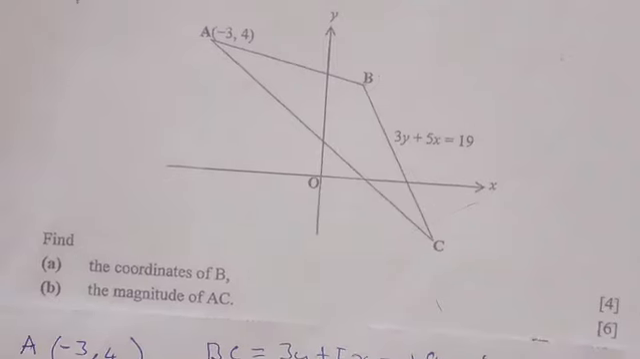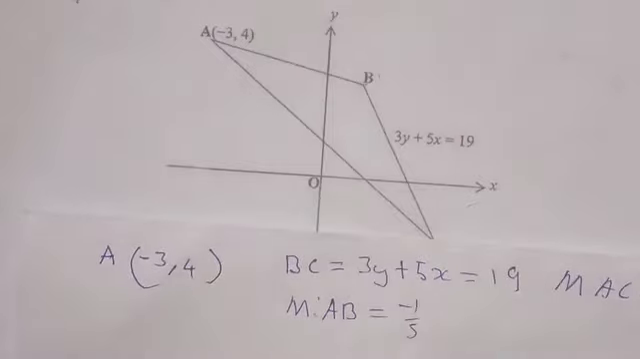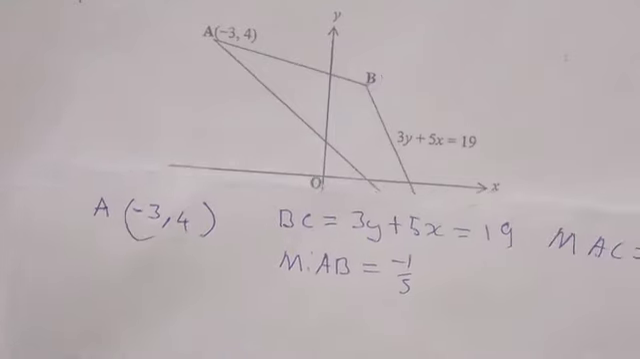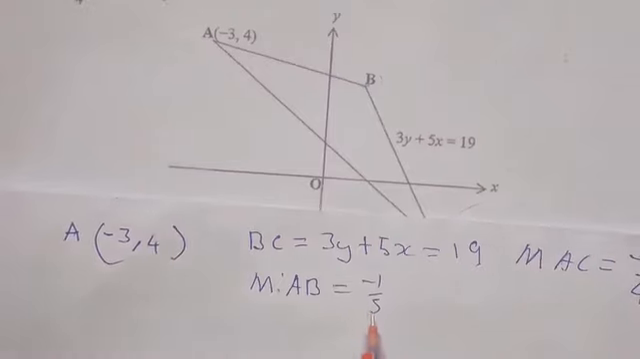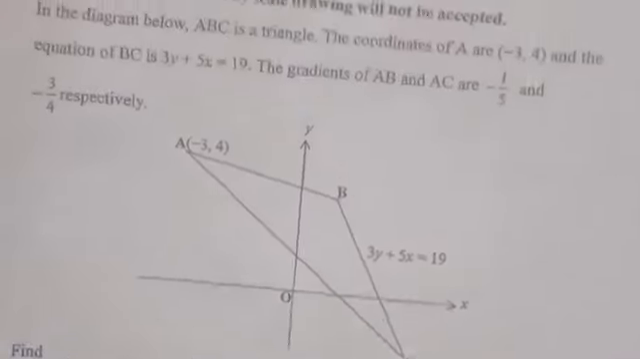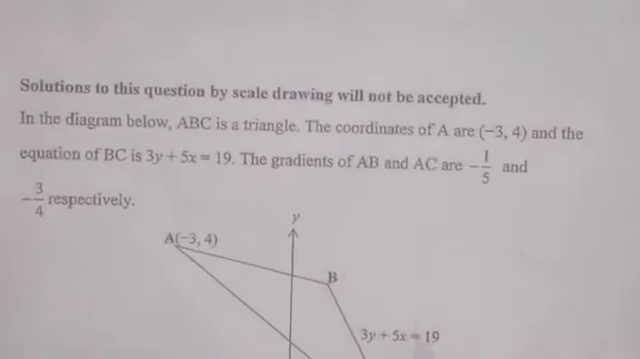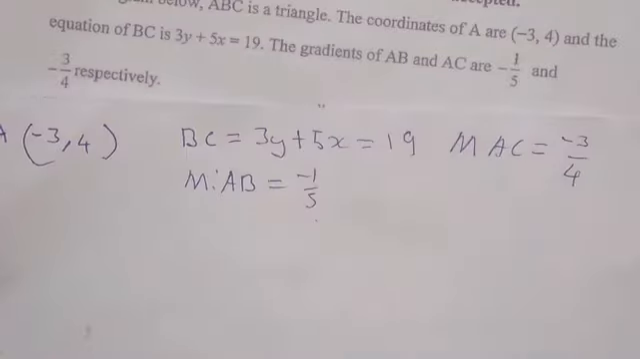So let's now proceed with our procedure. We only need to find the equation of AB, then solve it simultaneously with BC. So let's find the equation AB. We have the coordinates, and we also have the gradient of AB, which is negative 1 over 5. We were told in the question that the gradient of AB is negative 1 over 5. So let's now find the equation AB.